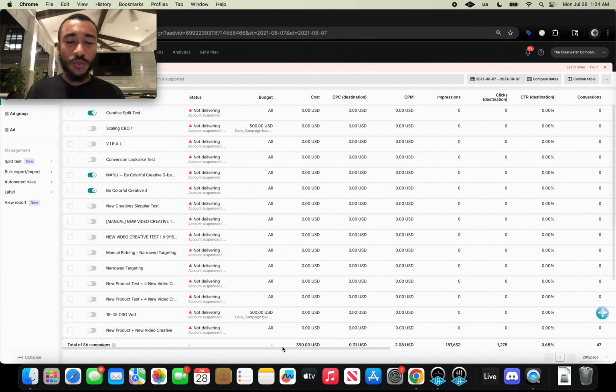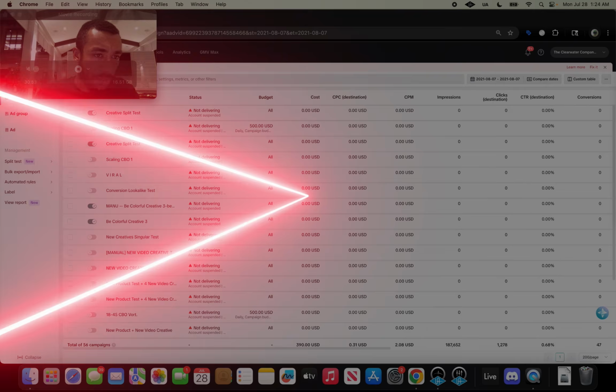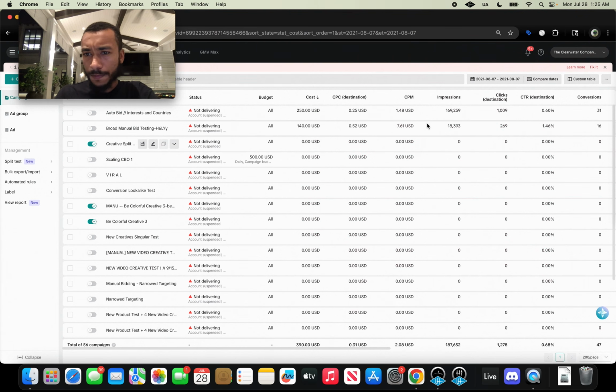$390 spent on day 1. Pretty sure I was capped on my spending. I think that's why it's such a perfect round number at 390. 390 spent, 31 cents per click, $2 CPM, 47 conversions. Let's dig deeper, shall we? So let me get a grasp of what we got going on here before I start explaining.